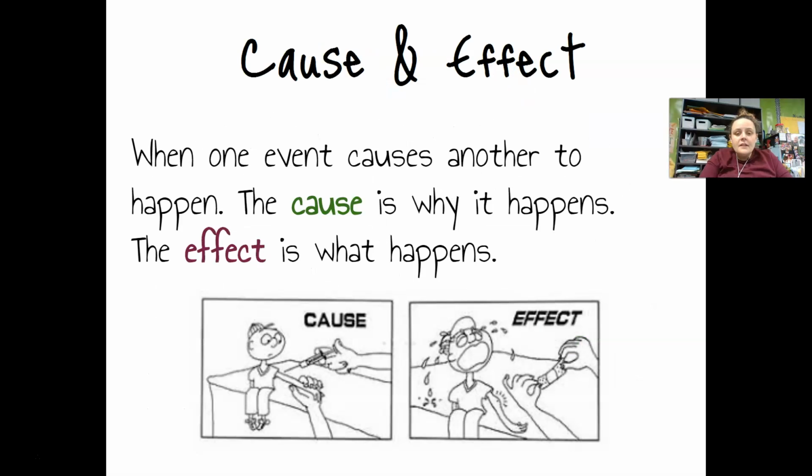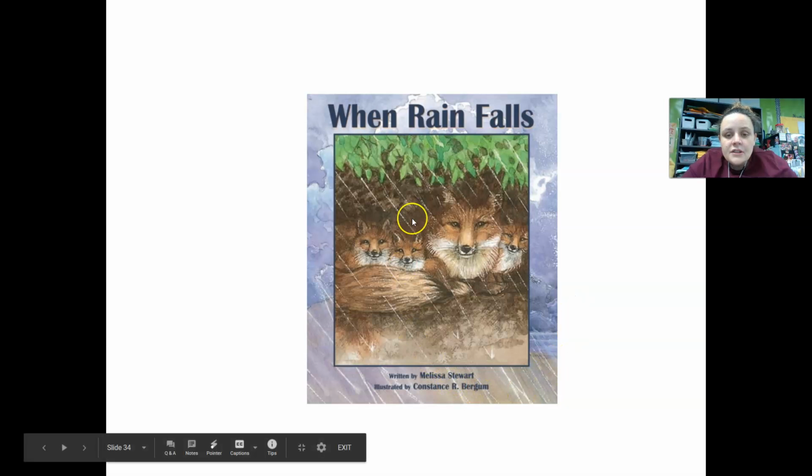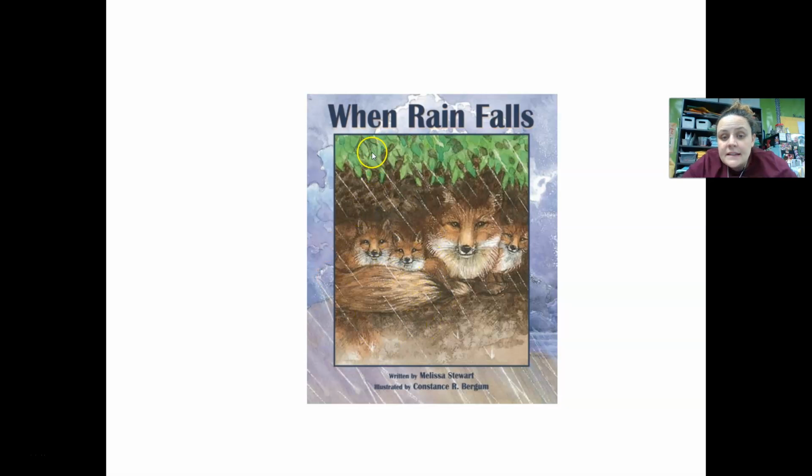Okay? The next one we're going to talk about is cause and effect. When one event causes another thing to happen, the cause is why it happens, the effect is what happens. So here we can see the cause, someone getting a shot, the effect is tears. Okay, so this is a book that is written in cause and effect text structure. And it's about the cause, which is rain. And then it goes on to describe how the rain affects many different animals' lives and habitats.